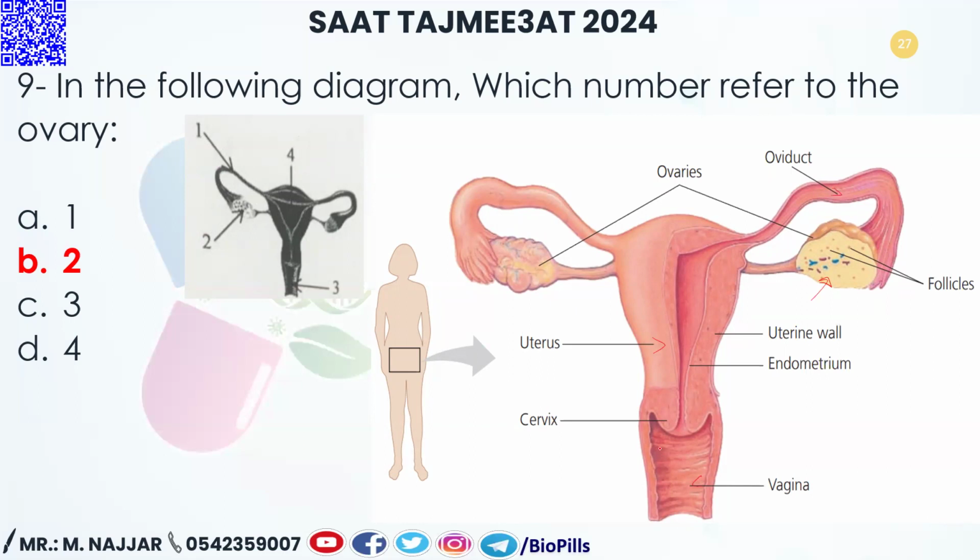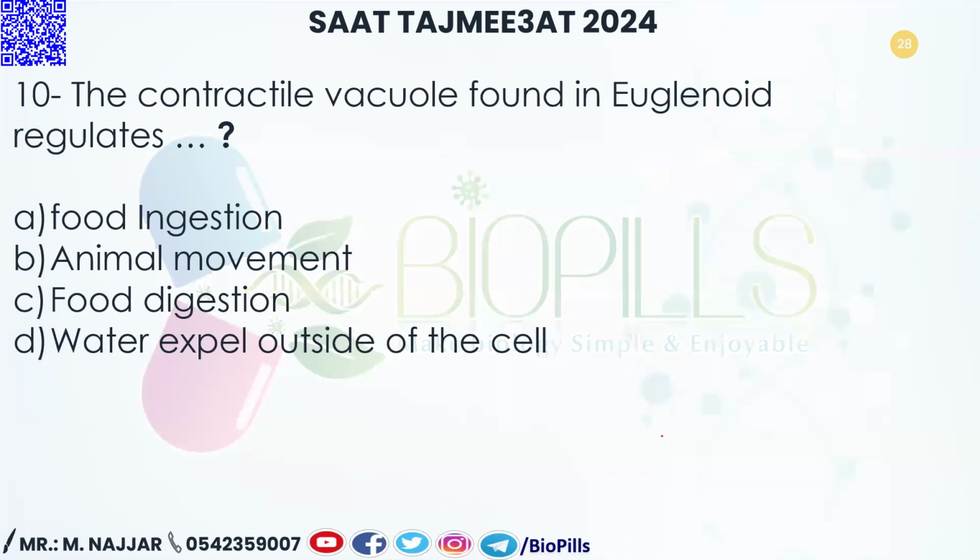Question number 10. The contractile vacuole found in euglena regulates. In other words, what is the function of the contractile vacuole that is found in euglenoids? What is the answer and why? It's easy, by the way. Think about it. It's not C.